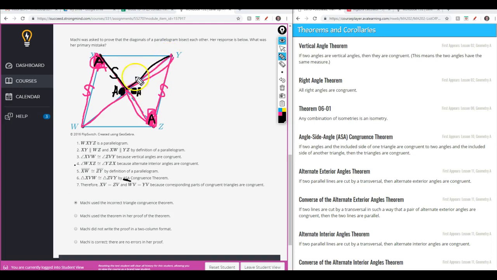It is not, and this would have to be the side that she proved was congruent to be angle side angle. Right now as it sits, it would be angle side, which I don't believe is a congruence theorem. So she used the incorrect triangle congruence theorem.